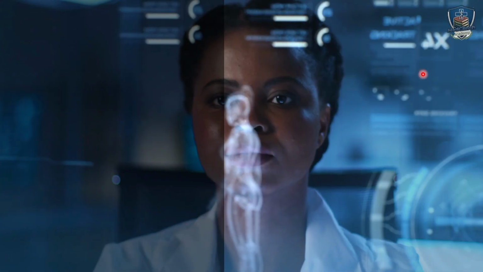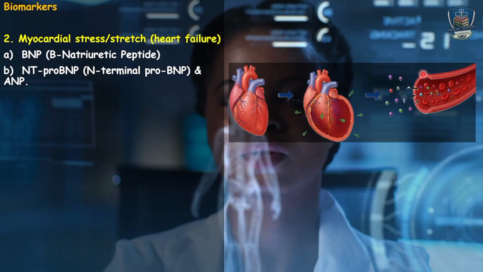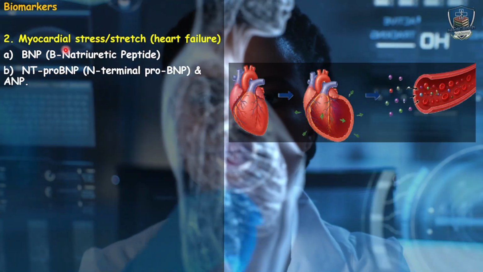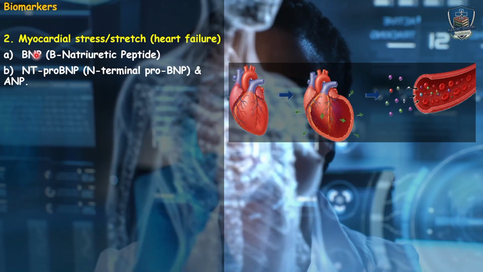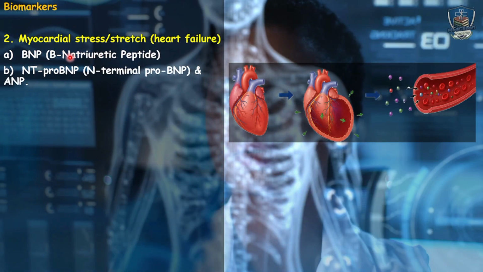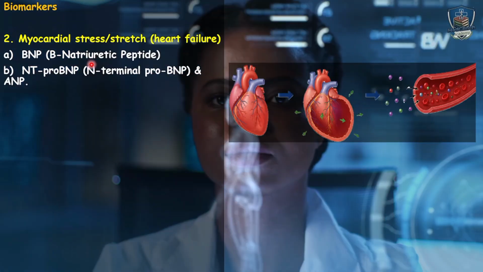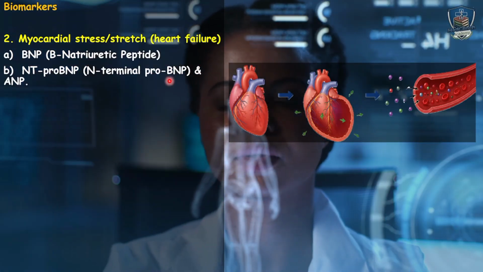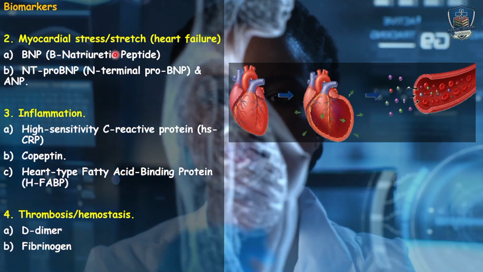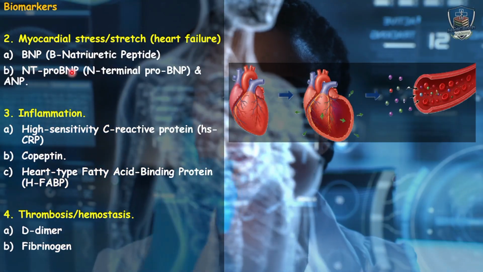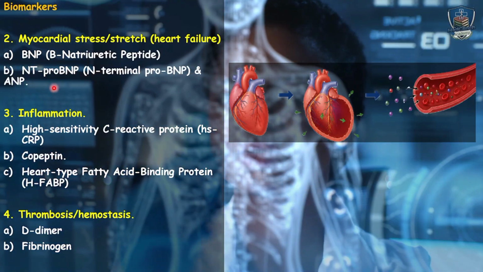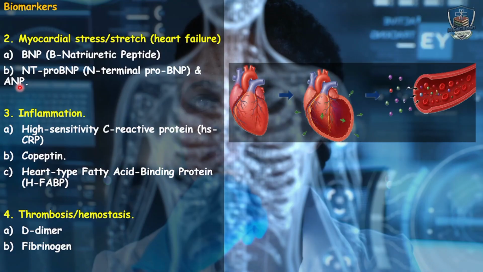Going forward, we can also classify the biomarkers based on myocardial stress and stretch. These are the biomarkers that are released when the myocardium is stressed or stretched. It may be due to volume overload or pressure overload. Here I've got the BNP, also called the B-type natriuretic peptide. I've got the NT-proBNP, the N-terminal pro-BNP, and you may also have the ANP.